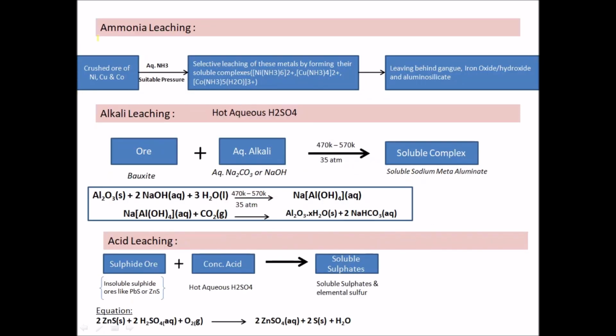Let us go into the next type of leaching, the second type of leaching, which is called ammonia leaching. Here in ammonia leaching, as the word implies, aqueous ammonia, aqueous NH3, is being used under suitable pressure. The crushed ore of nickel, copper and cobalt is treated with aqueous ammonia under suitable pressure, wherein selective leaching of these metals, nickel, copper and cobalt, takes place, and their soluble complexes are formed, which leaves behind gangue: iron oxide, iron hydroxide and aluminium silicates.